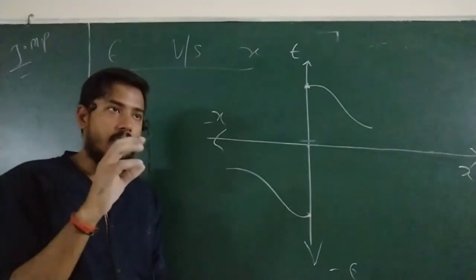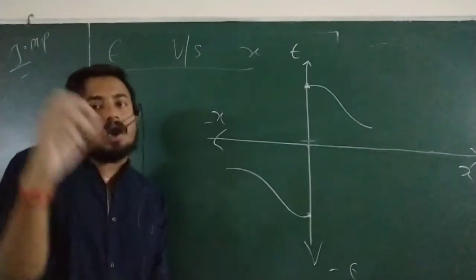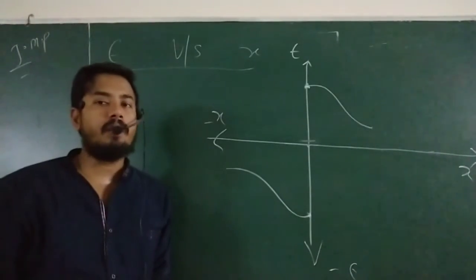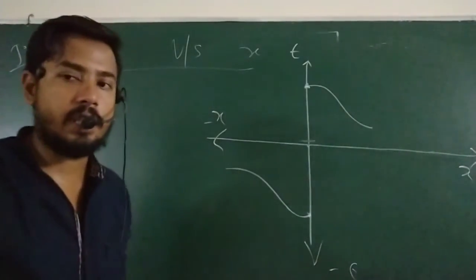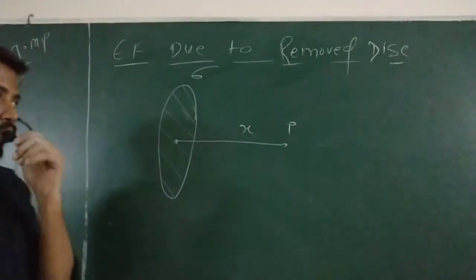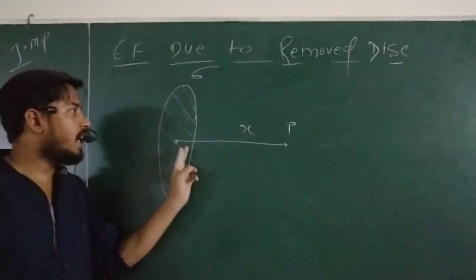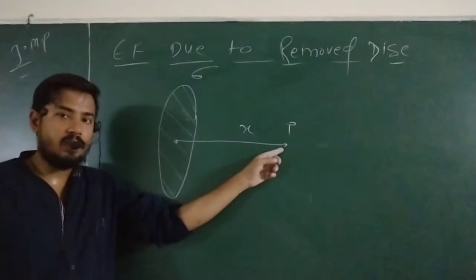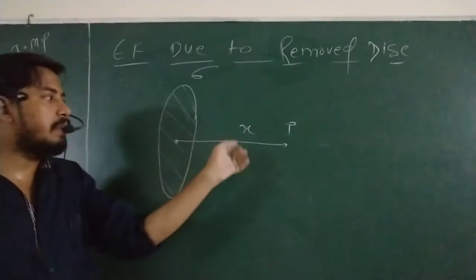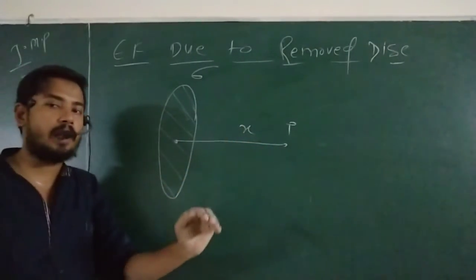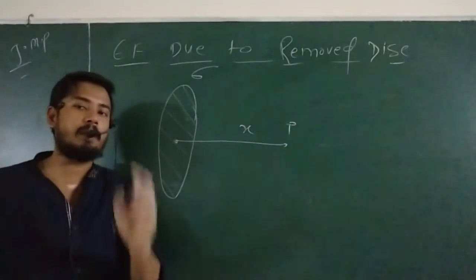Now one more case here. Suppose that you have a disk and some part of the disk is removed. Then what will be the electric field? Just see the next case. Yeah, suppose you have a disk and you have to calculate electric field at this point. This is a complete disk, so simply you will calculate sigma by 2 epsilon naught times 1 minus x by under root x square plus r square.